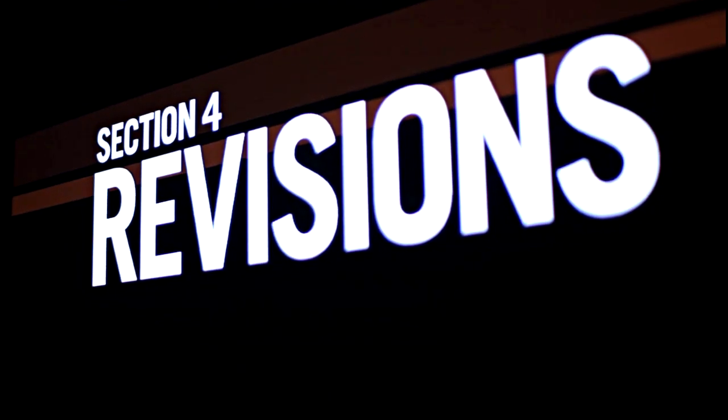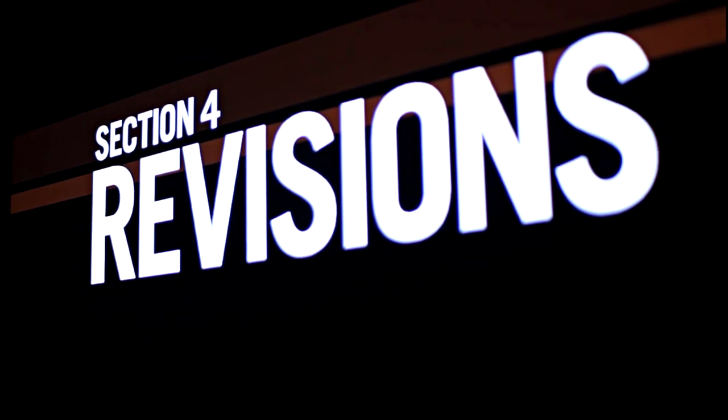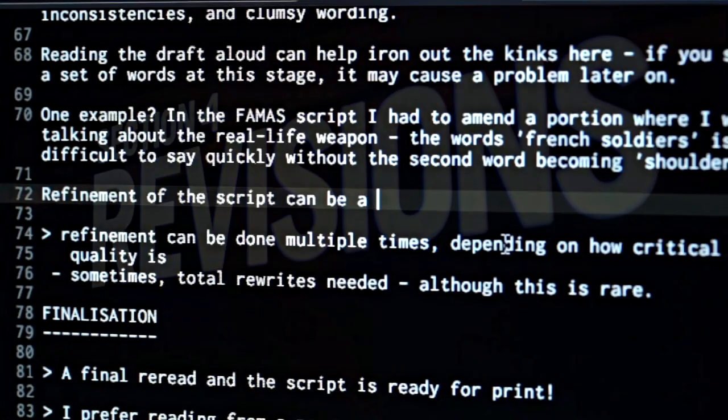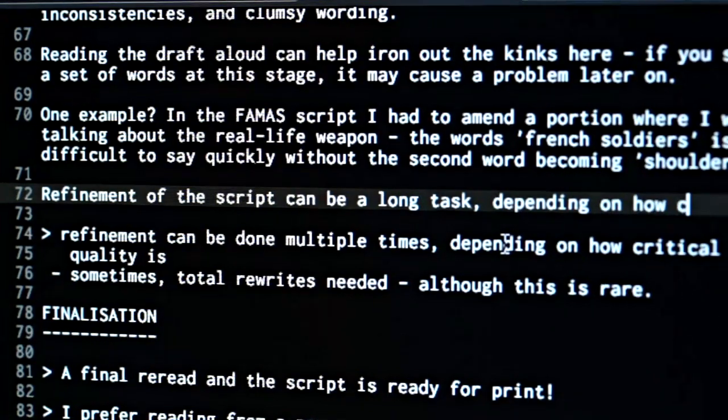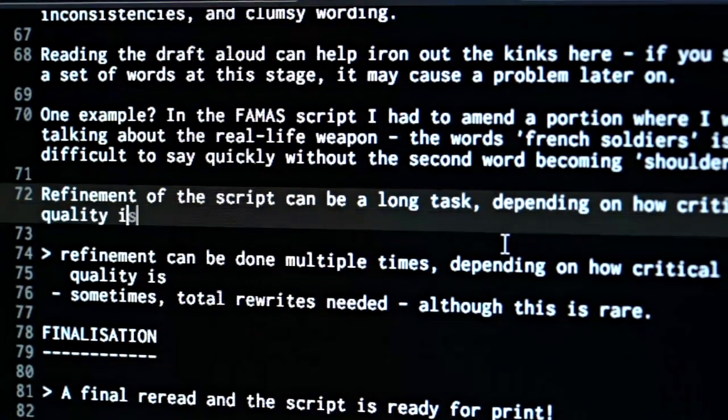For example, in the FAMAS script, I had to amend the portion where I was talking about the real-life weapon. The words "French soldiers" is very difficult to say quickly, without the second word becoming "shoulders." Refinement of the script can be a long task, depending on how critical writing quality is. In most cases, I'll just do a couple of passes, as it's enough to catch most flaws.